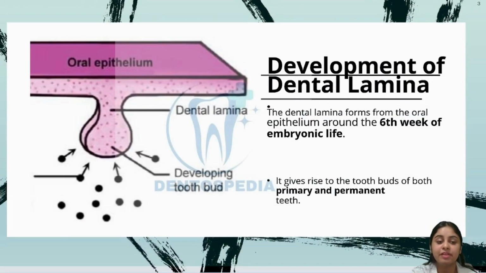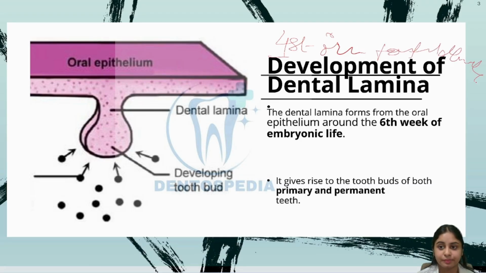Now coming to the development of the dental lamina. The first step in the tooth development is the formation of the dental lamina. And it appears around the 6th week of the embryonic life.